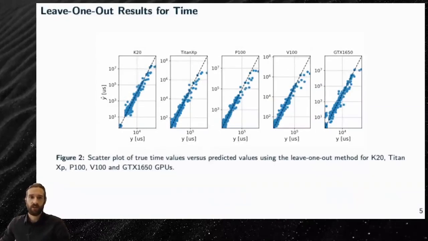Here are the results for the leave-one-out and for the time prediction. And we see that long-running kernels on the top left of the plot are usually underestimated, because we only have a few of those long-running samples and the model cannot learn them properly. And for the GTX 1650, the short-running kernels are also often overestimated. So these would be things that could be improved.